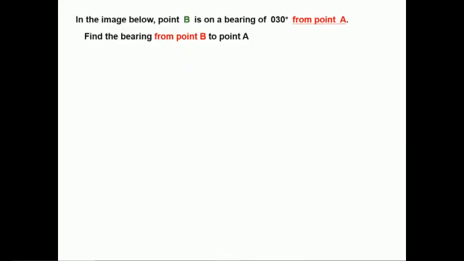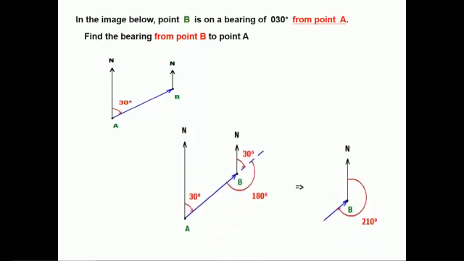Okay, so we have some image here. Its angle is given inside. From A to B is 30. The question is from B to A. B to A means you have to make a line outside. It's the 30 and 30, and the back side is 180. 30 plus 180 is 210. So the bearing from B to A is 210.